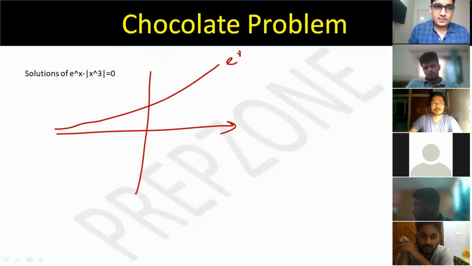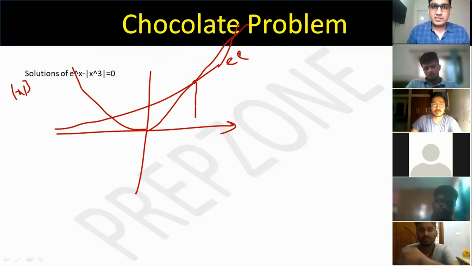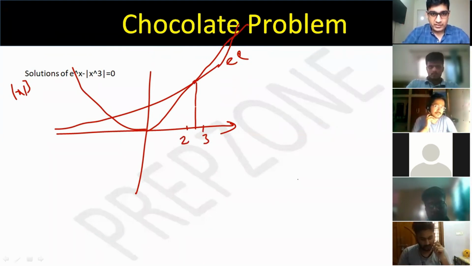This is e to the power x, and mod x cube will be, this is how it should look. It will be somewhere between, this will be 2 and this will be 3. How is the point of intersection between 2 and 3? Can you please explain again?